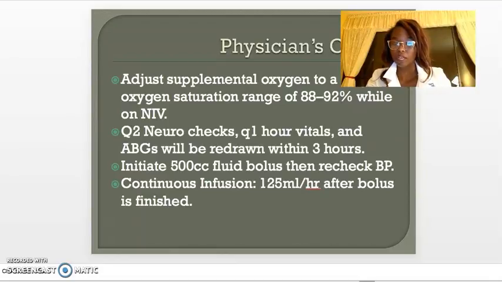For this patient, I'll also just keep a close eye on him. We would adjust the supplemental oxygen to get a goal of oxygen saturation of 88 to 92% while on the non-invasive ventilation. I'll also order some Q2 neuro checks just to see how the patient's mental status is. Usually when they're in acute respiratory distress syndrome, they're not all the way there. They kind of have an altered mental status. So by doing those Q2, Q1 neuro checks, sometimes it can tell us if their oxygen saturation is getting better just by them coming to and being able to be alert and oriented.